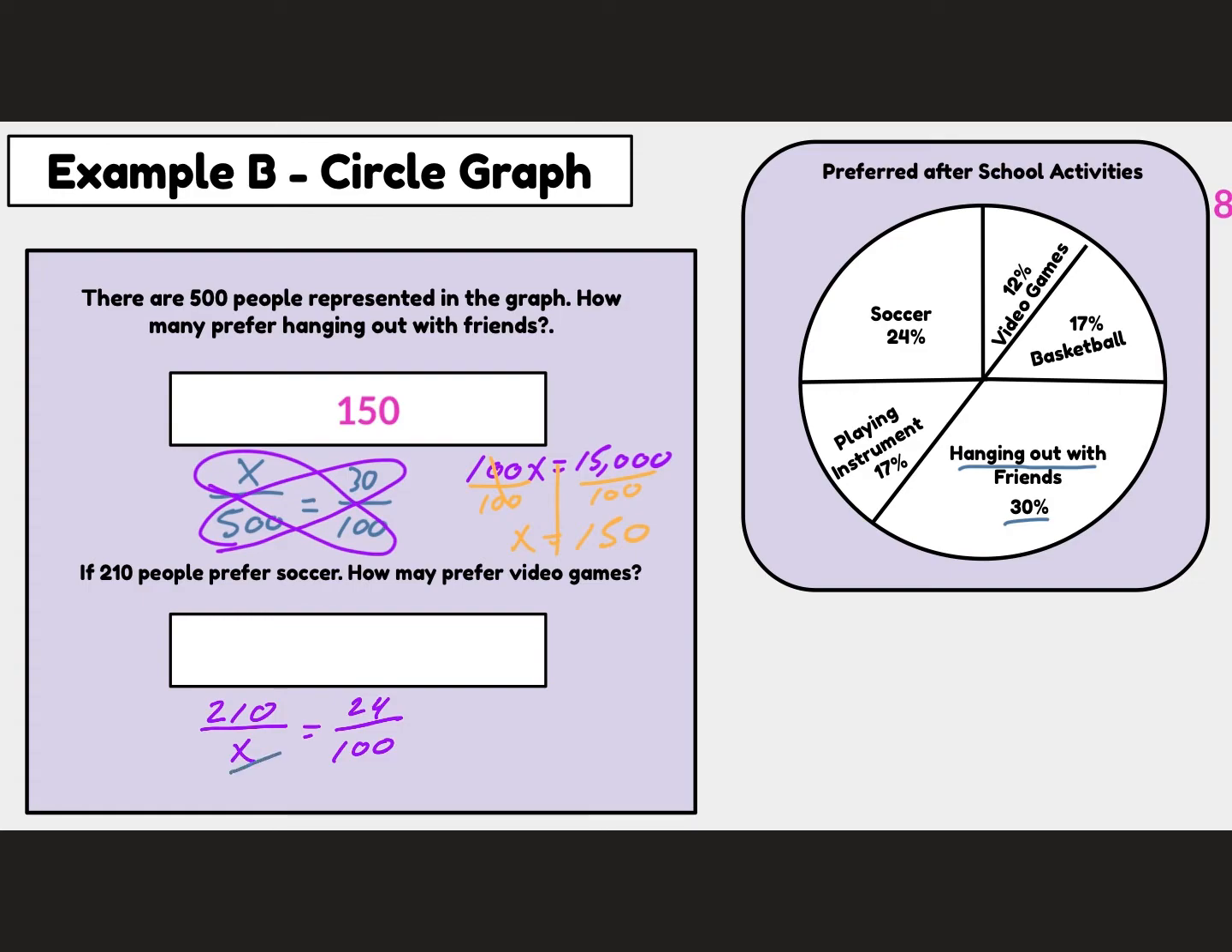So the first thing I'm going to do is cross multiply to solve my equation. So x times 24 is going to be 24x. 210 times 100 is going to be 21,000, 21 with 3 zeros there. Then I need to solve my equation. So I'm going to draw my wall, divide both sides by 24, and when I do that, I get that x equals 875. But that's not my answer.